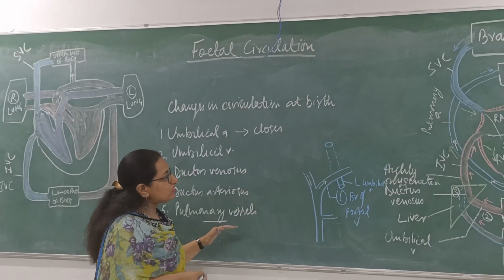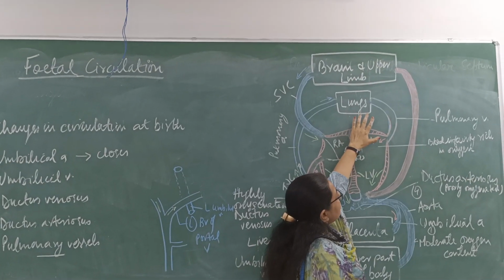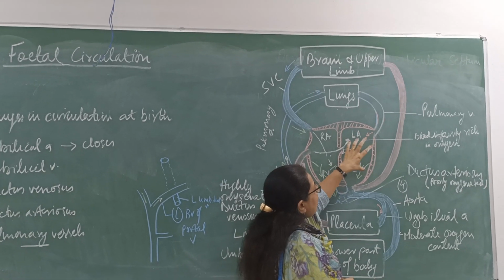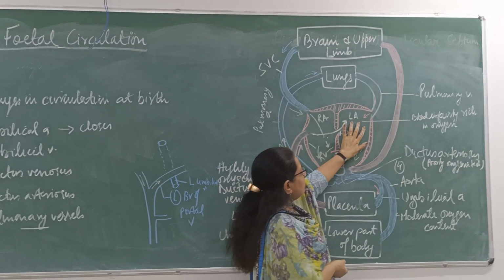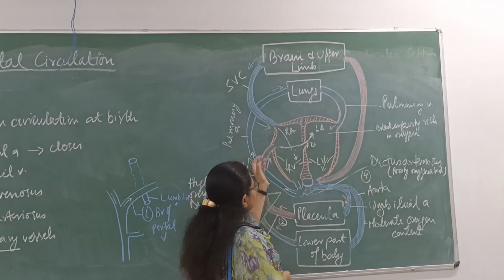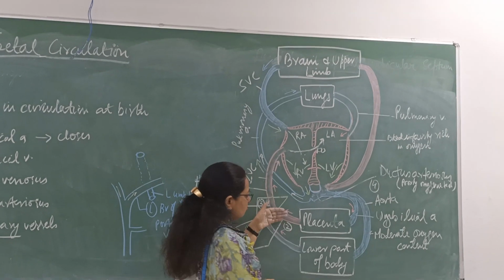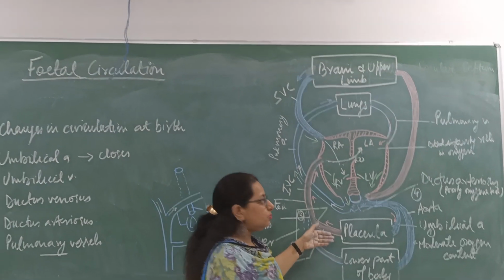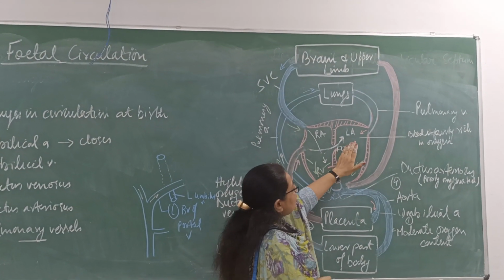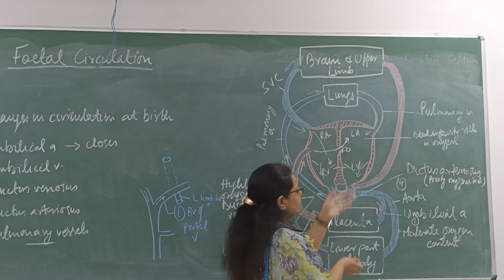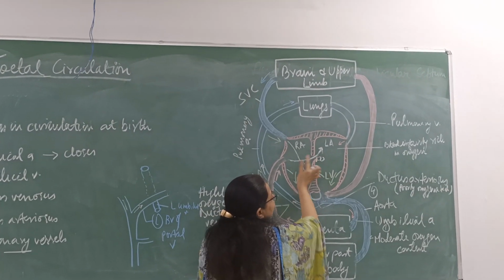When these pulmonary vessels increase in size, blood coming back from the lungs is highly oxygenated and there is increase in pressure in the left atrium. Whereas inferior vena cava blood is reduced in pressure because oxygenation has been cut off from the placenta. So the right atrium will have low pressure of blood, whereas the left atrium will have high pressure, and because of this high pressure, the foramen ovale closes.